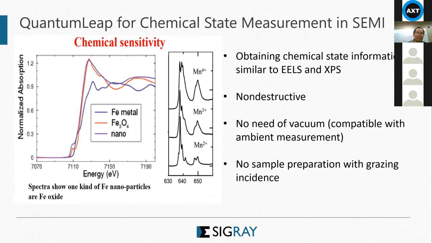So this slide is, for example, showing the near edge for three different materials. As you can see, this is for metal, iron oxide, and iron nanoparticles. And you can see the spectra are fairly different. So by measuring that, you can get chemical state. And another one is for manganese. You can see at lower energy, you can also get different oxidation states, which give you different spectra. So actually, absorption spectroscopy gives you information about chemical state near the edge.